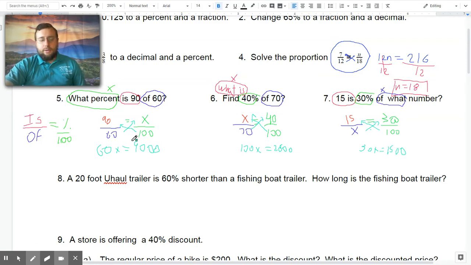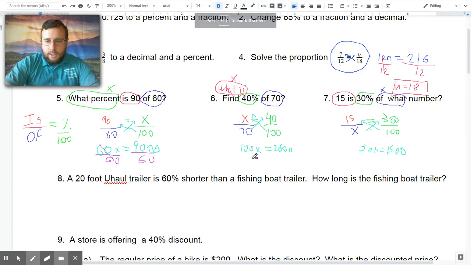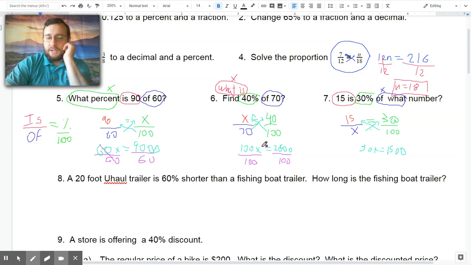Now, next step of the algorithm is to divide both sides by what's next to the number, just like we did when we did a proportion problem right there. So let's do that. And here it's 60. That's next to my x. So I have to divide both sides by 60. And on this one, I have to divide both sides by 100. So notice it's not always divided by 100. It's divided by whatever's next to the letter after you do the cross multiplication.